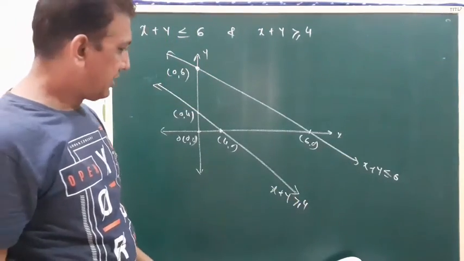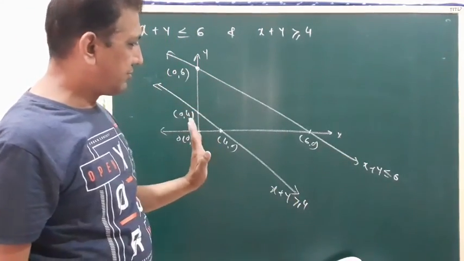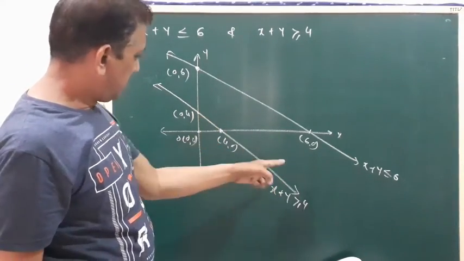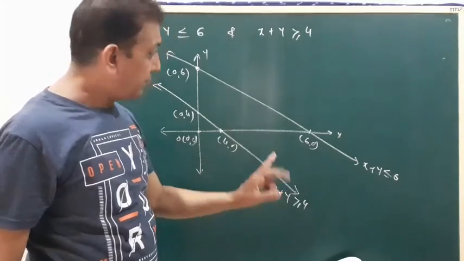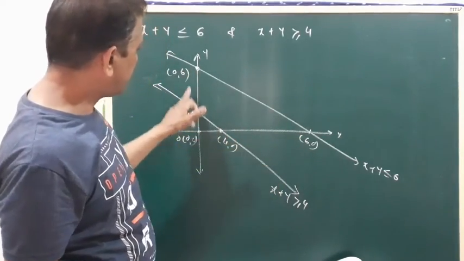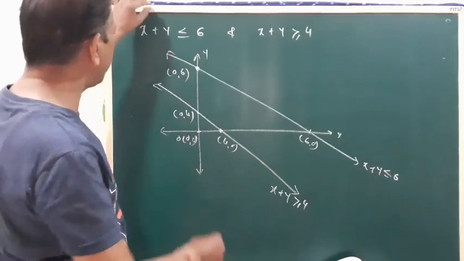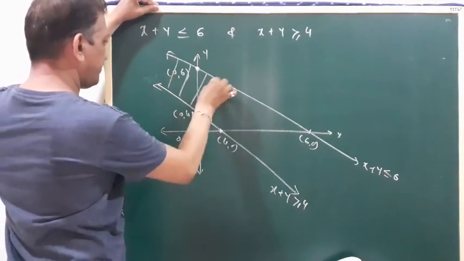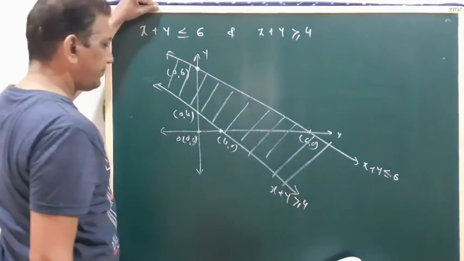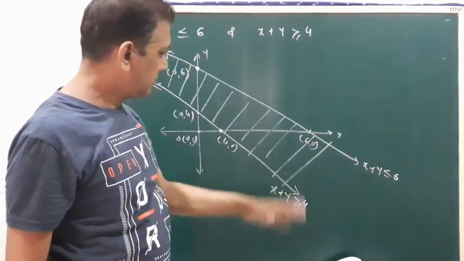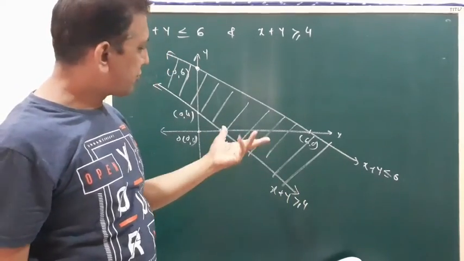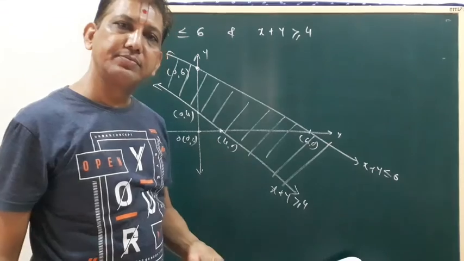Okay. If the first quadrant condition is given, then you can draw the trapezium, but here the condition is not given. So this portion is included because first quadrant is not given. Clear?